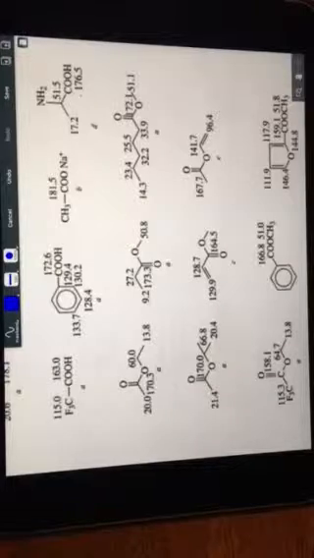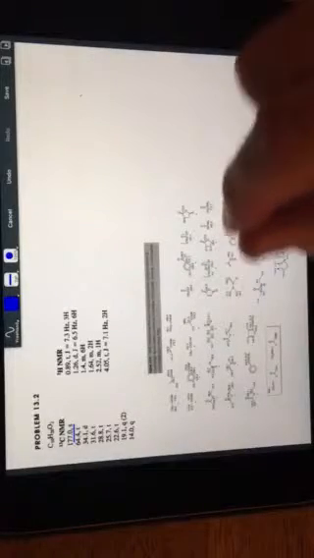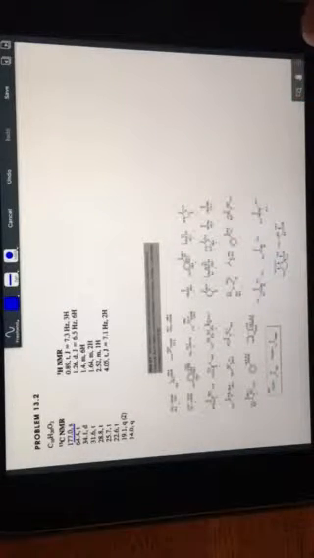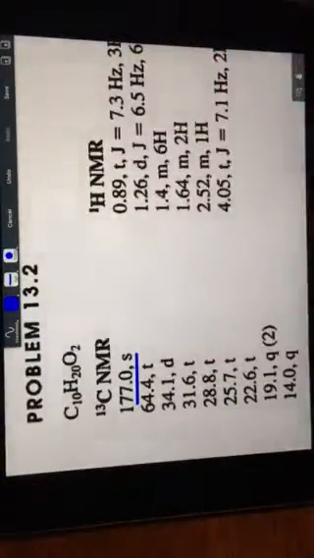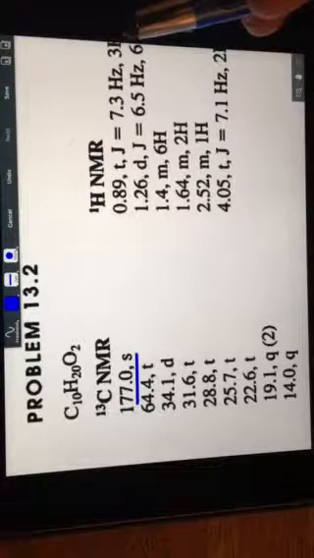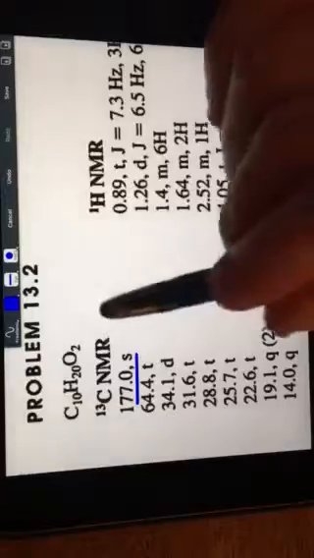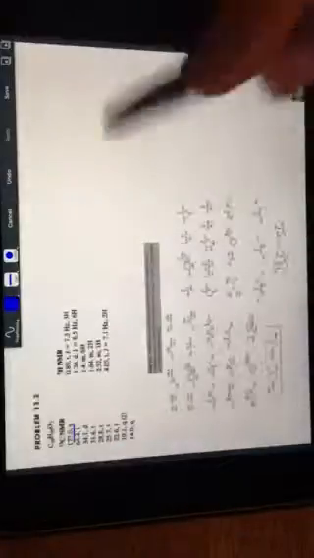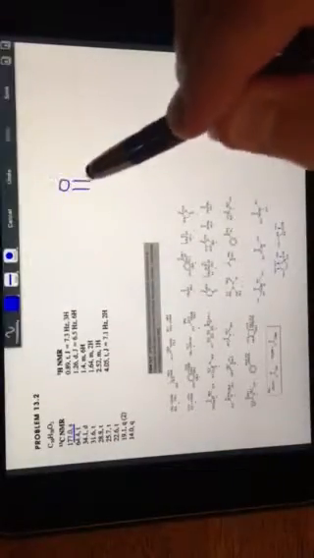Okay, so here's some example compounds. Notice that we've got plenty of examples where esters come around 170 to 175. Here we have a chemical shift of 177. So that's much more consistent with the structure of an ester than it would be for a ketone. So we're going to call that functional group out as an ester.